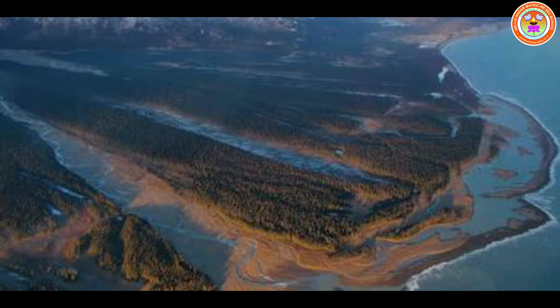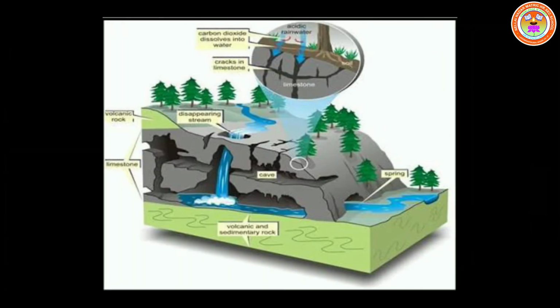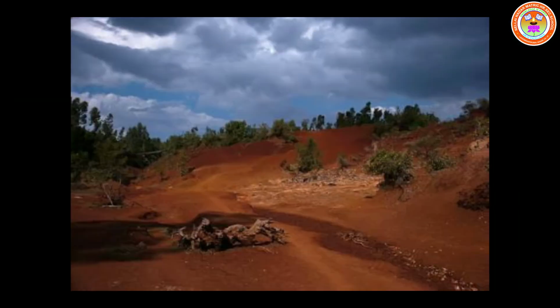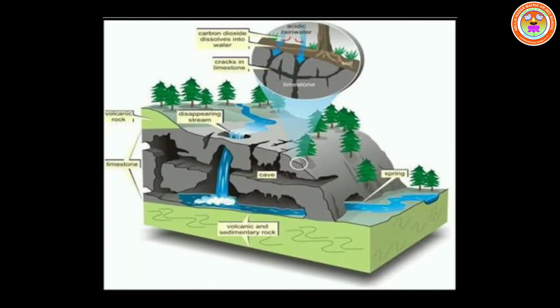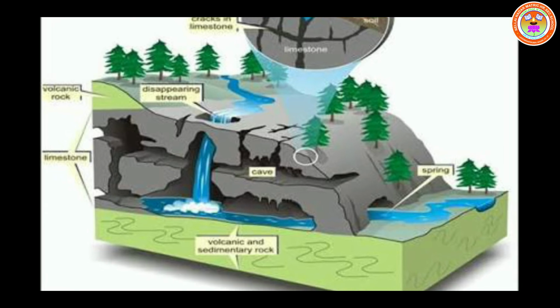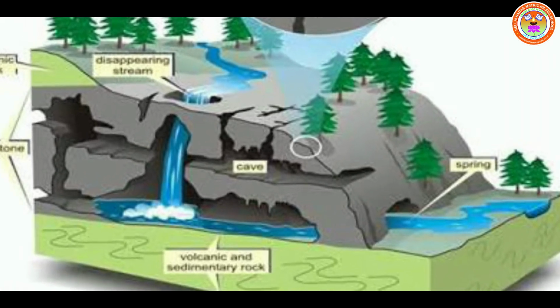Next, as an agent of gradation, underground water creates distinct landforms in limestone regions. It is called karst topography. What is karst topography? Actually, groundwater is an active agent in limestone regions. Karst topography is formed due to the dissolution of soluble rocks: limestone, dolomite and gypsum.